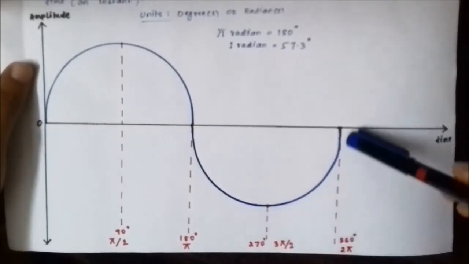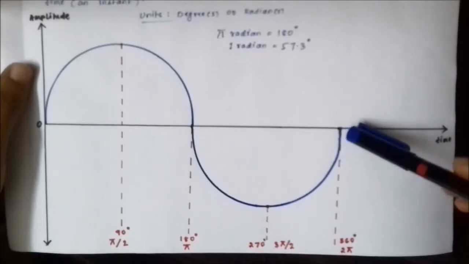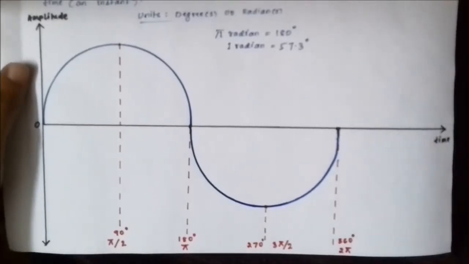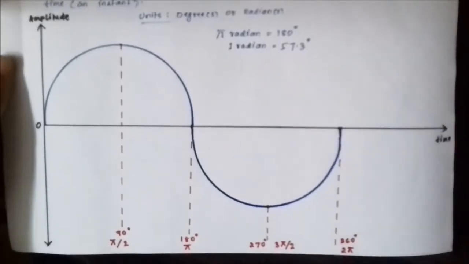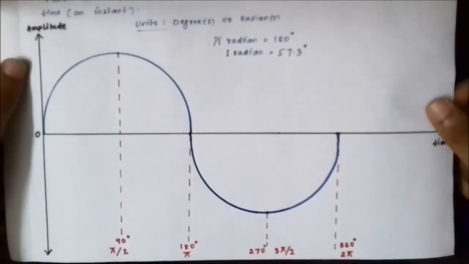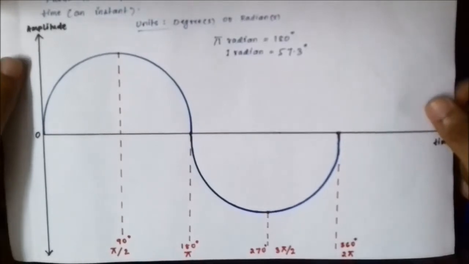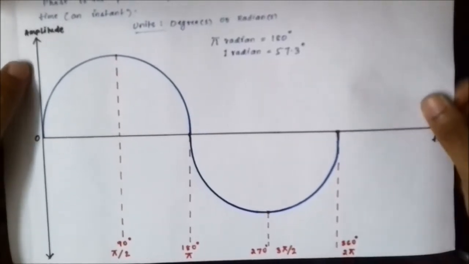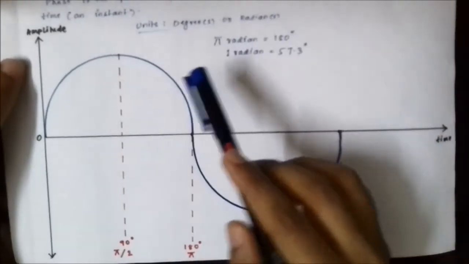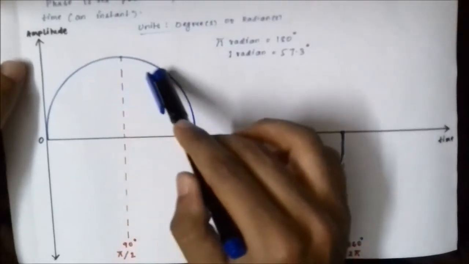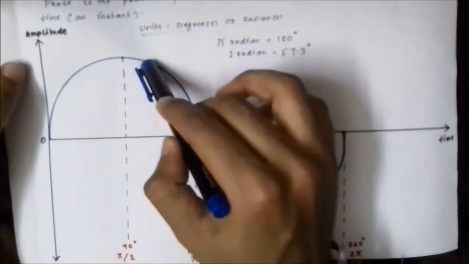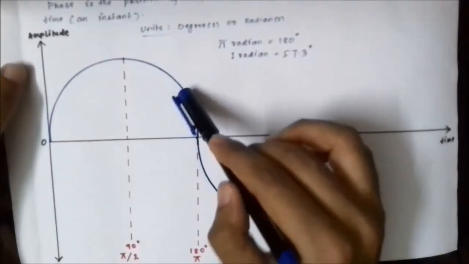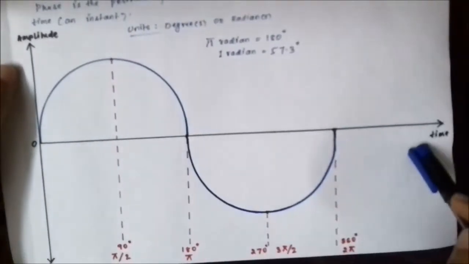Again, the waveform gets completed at 360 degree or 2 pi, and the amplitude of the signal is 0, because sine 0 or sine 360 degree or sine 2 pi is 0. So these points express or define the position of the signal at a particular time instant.